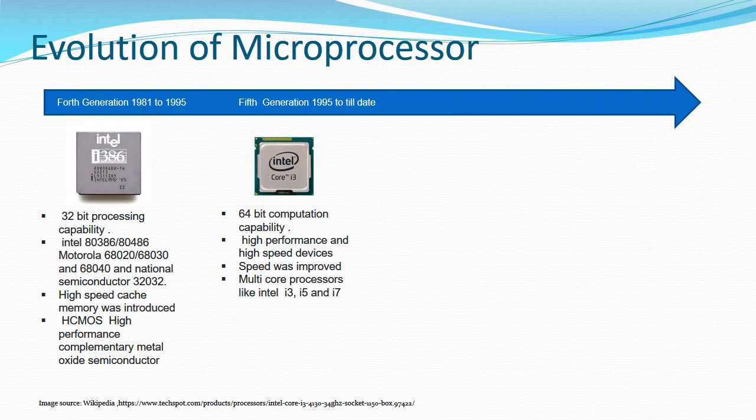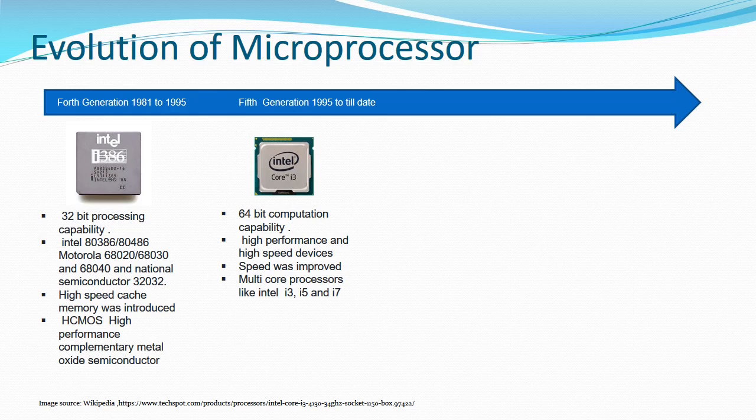The fourth generation of microprocessors is from 1981 to 1995. In this generation, 32-bit microprocessors were introduced. Intel introduced the 80386 and 80486 microprocessors. Cache memory was introduced in this generation. Cache memory is a separate memory near the processor and it gives high speed in computation. Motorola introduced its own microprocessor, that is the 68040. National Semiconductor introduced the 32032, a 32-bit microprocessor. These microprocessors were designed using HCMOS technology, which stands for High Speed Complementary MOS technology.